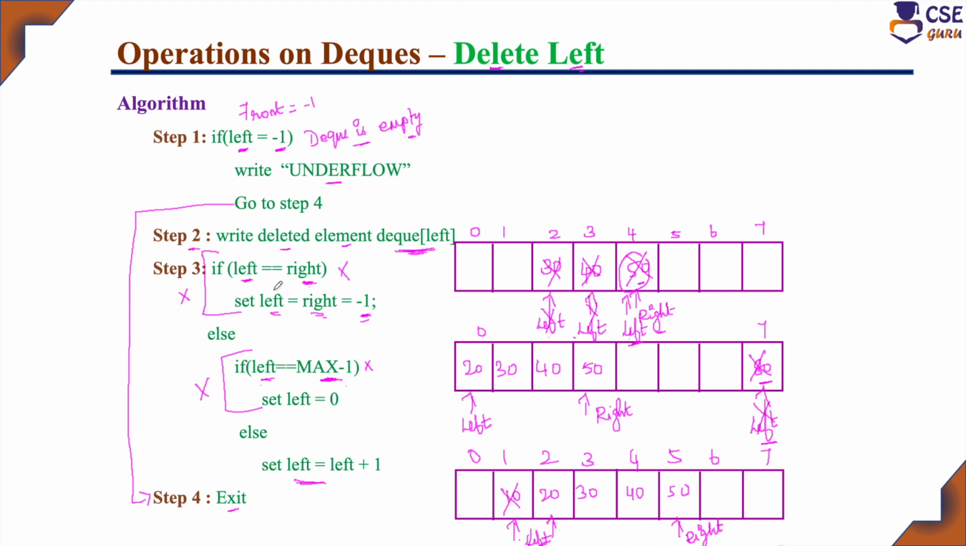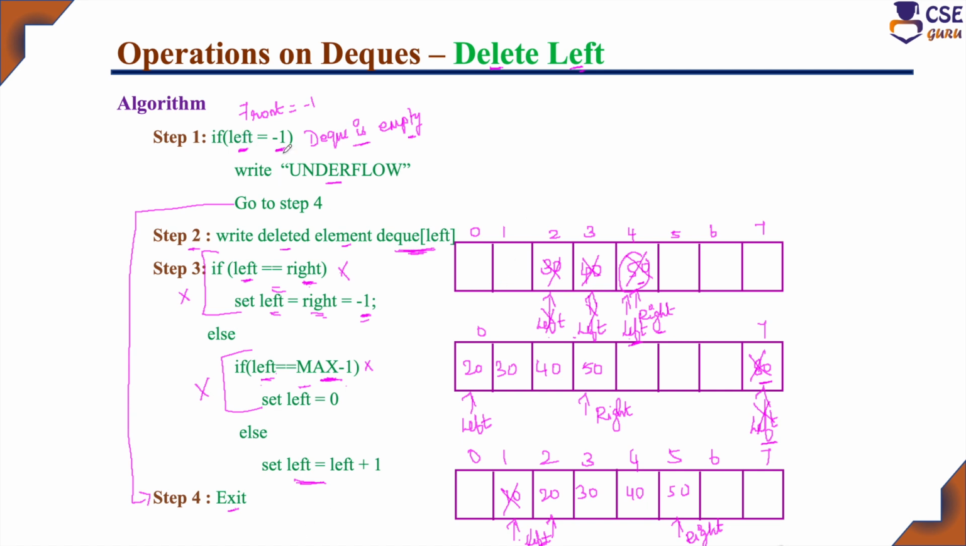Okay, these are all complicated cases. If left and right are equal, and if left is equal to max minus 1, those are complicated cases. The simple procedure is to increment the left pointer by 1. Automatically this position element will be deleted. Okay. So this is all about the delete left operation.